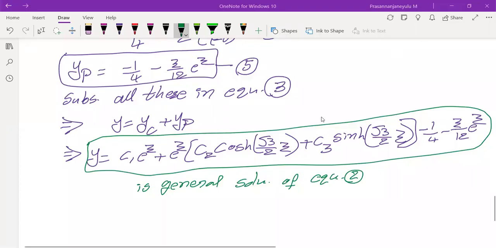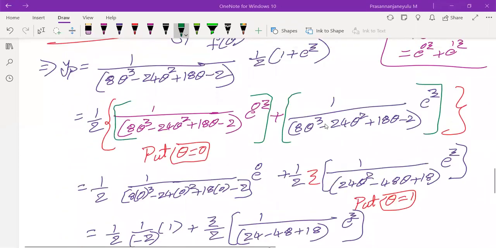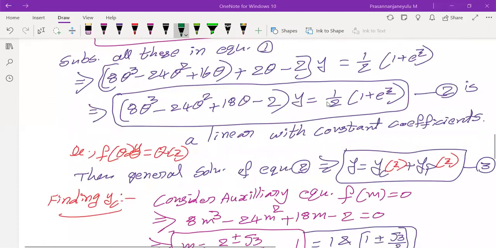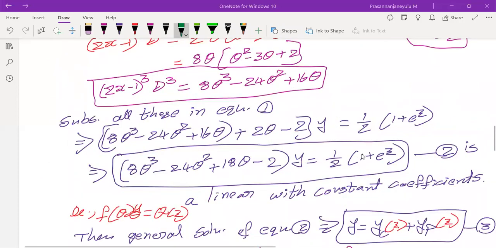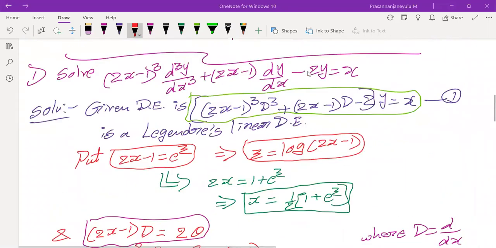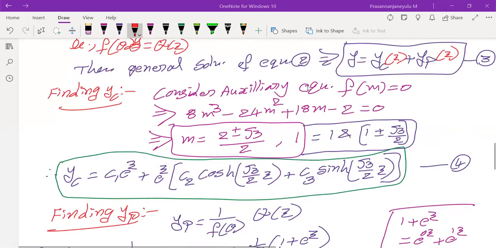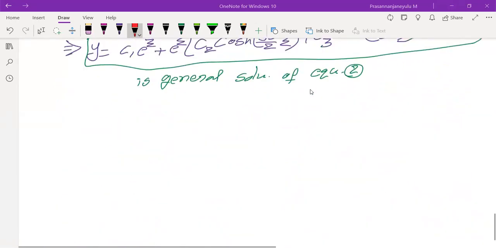So this is the general solution of which equation? Equation number 2, which is a linear differential equation with constant coefficients. But what we need to find is the general solution of the given differential equation number 1, which is a Legendre's linear differential equation. How to get the general solution of the given differential equation number 1?